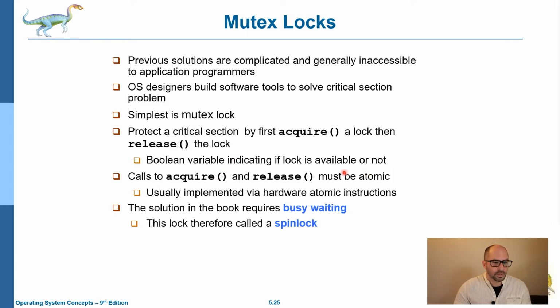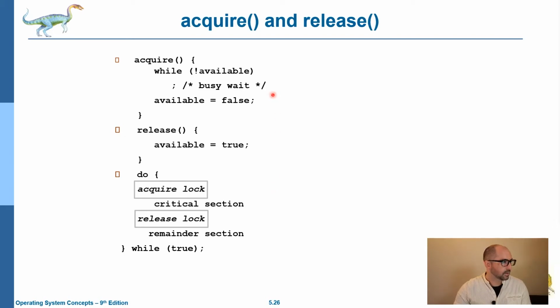So acquire and release, these must be atomic. We've seen how we can implement those as atomic operations using our test and set or compare and swap. The book solution requires busy waiting, and that's why we call it a spin lock. So here we have our versions of a mutex, and it says to acquire, and it just has a single Boolean flag that says while not available, just wait.